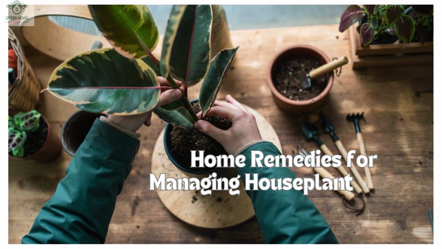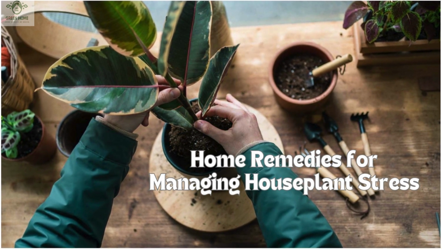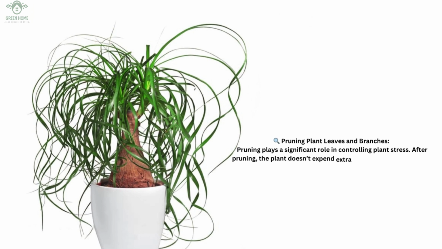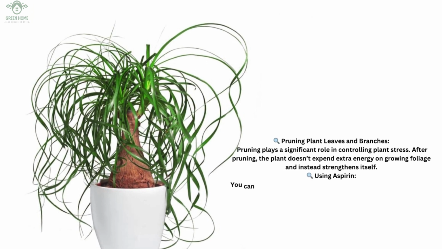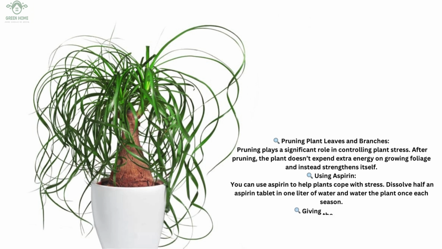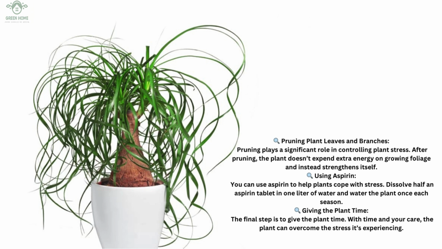Home remedies for managing houseplant stress. Pruning plant leaves and branches. Pruning plays a significant role in controlling plant stress. After pruning, the plant doesn't expend extra energy on growing foliage and instead strengthens itself.